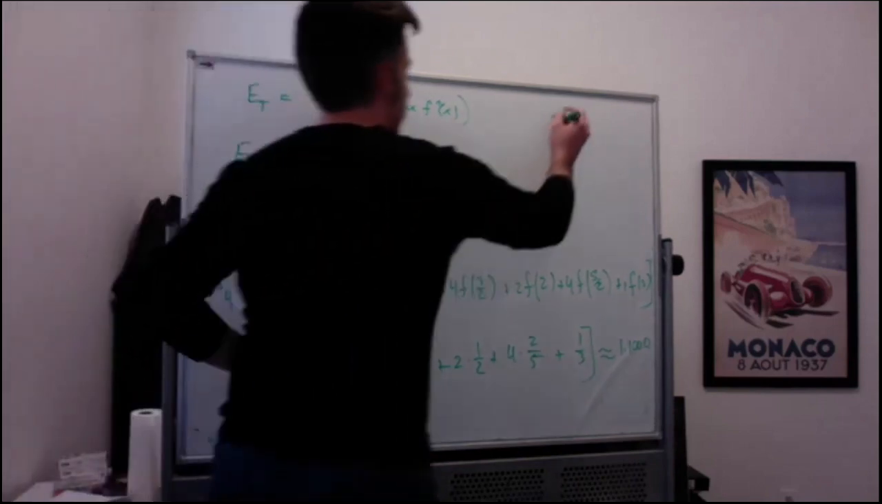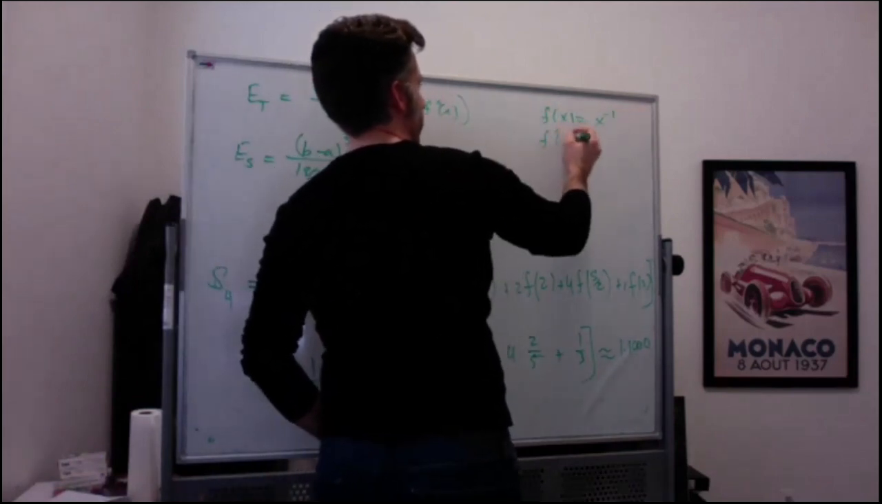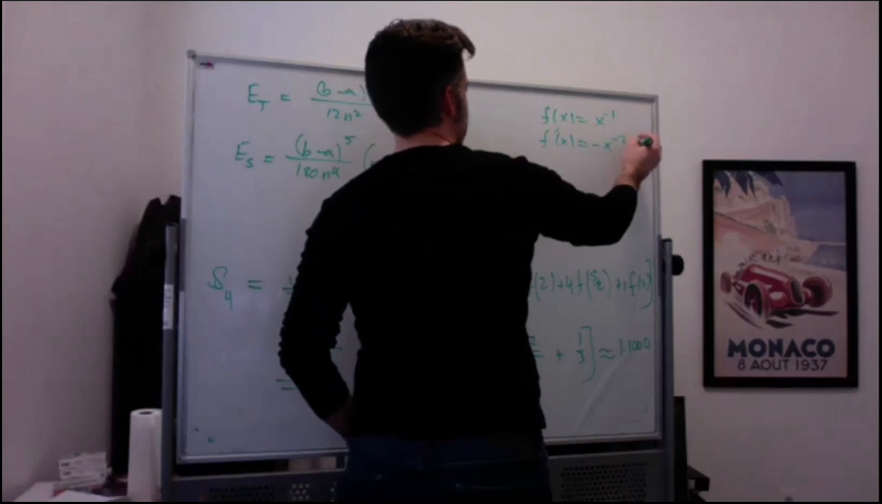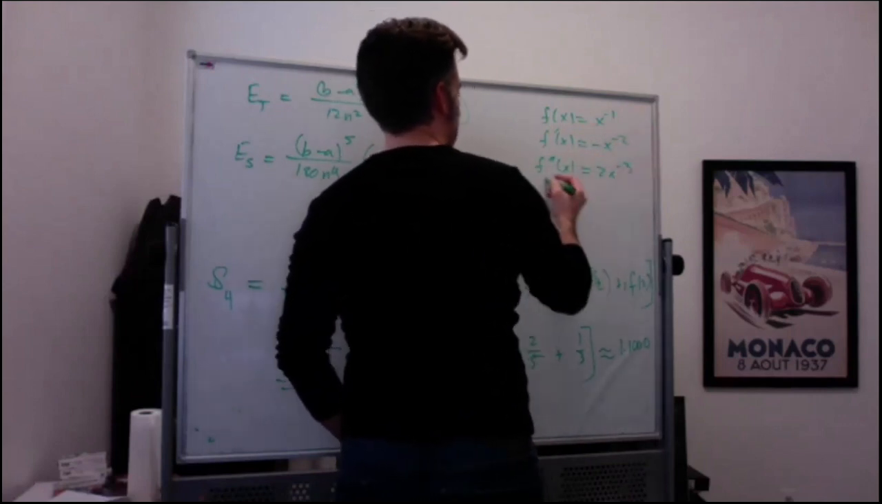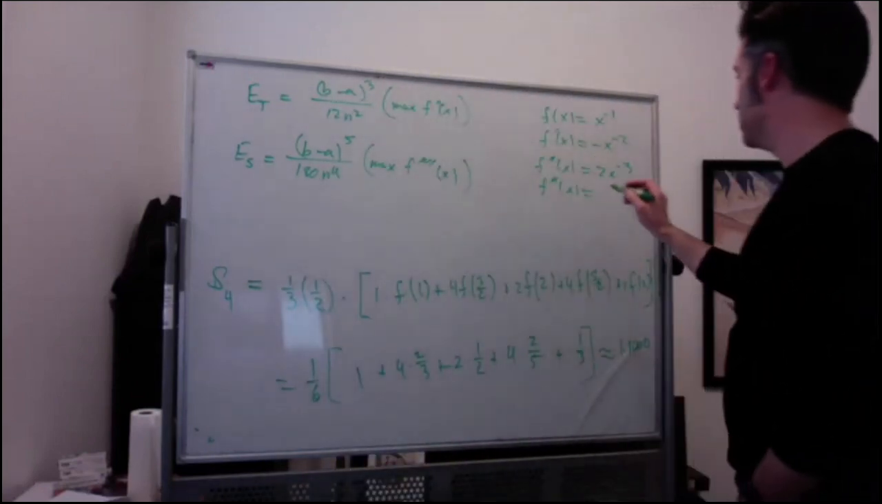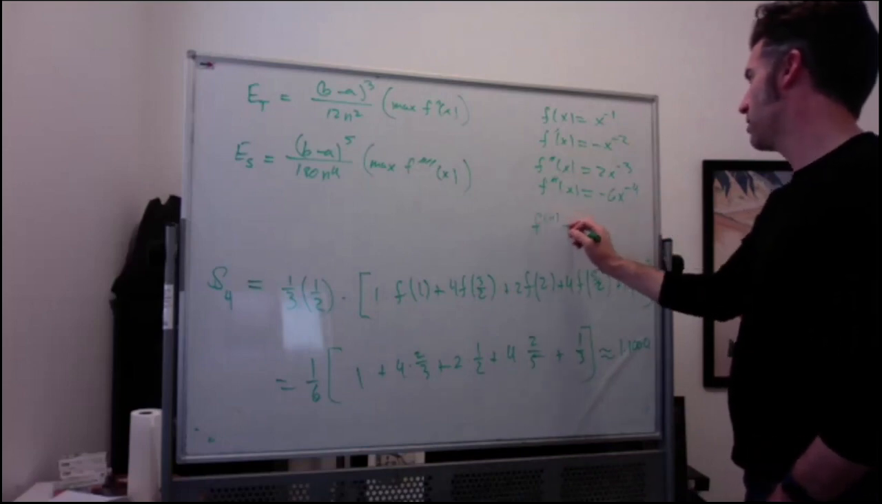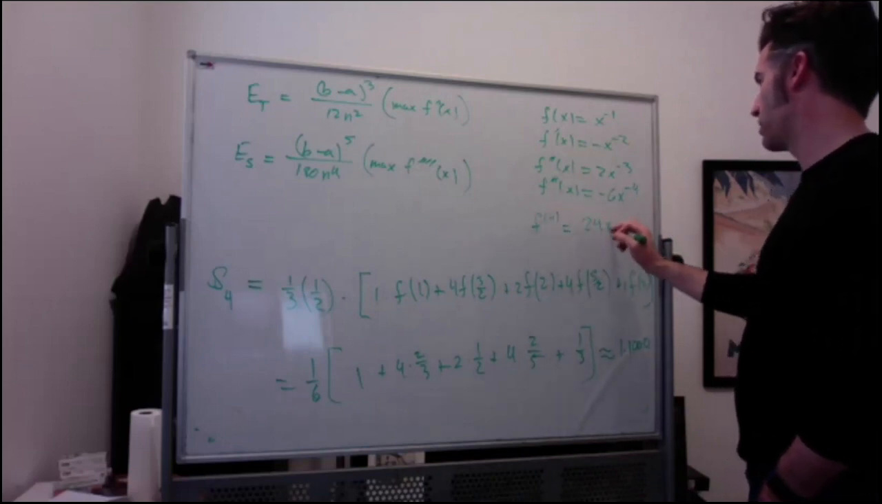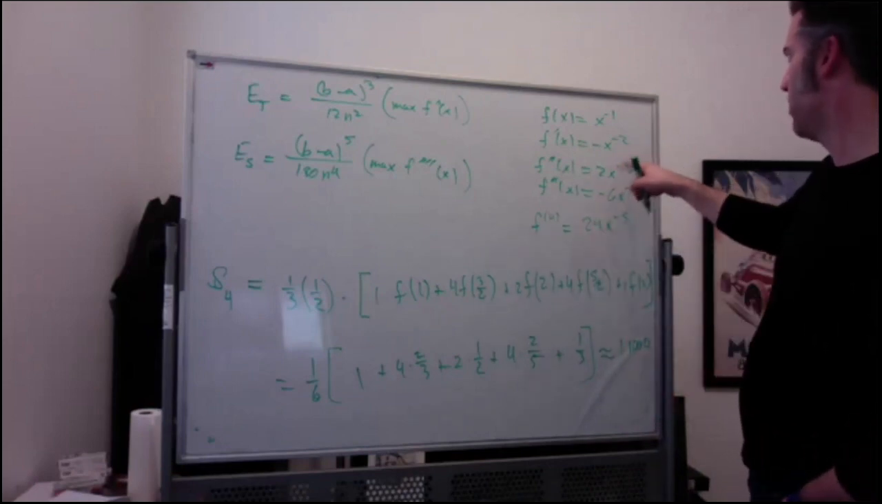So in this problem, it's still not terrible. Our function is 1 over x. Our first derivative is negative x to the negative second. Our second derivative is 2x to the negative third. Our third derivative is negative 6x to the negative fourth. And our fourth derivative is 24x to the negative fifth. Whew, it's a lot.